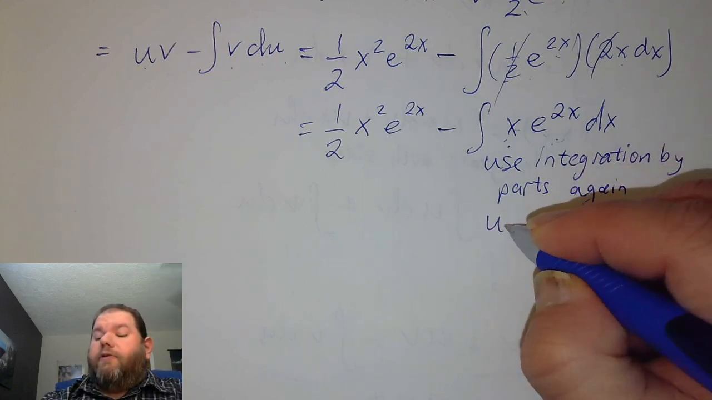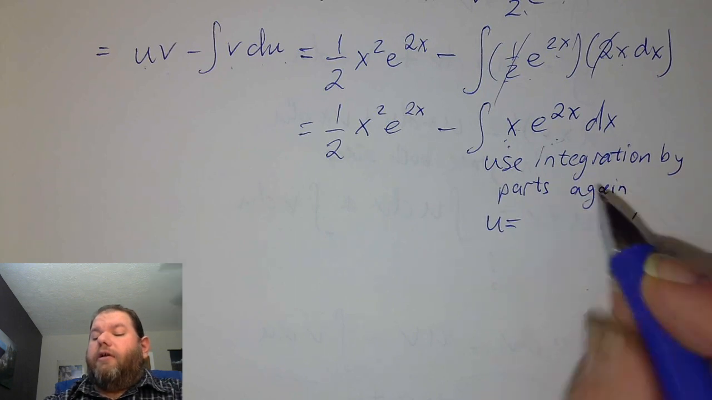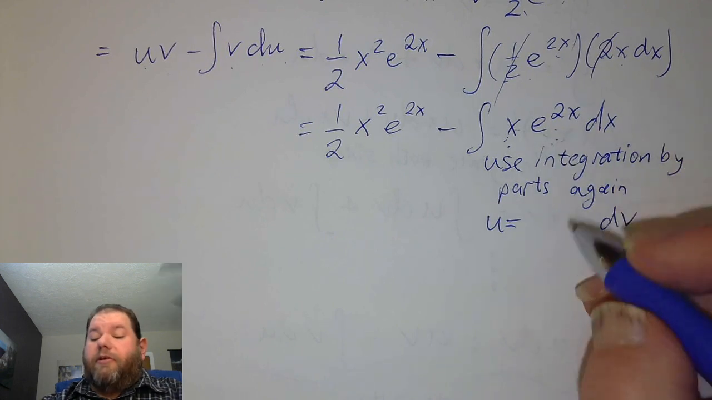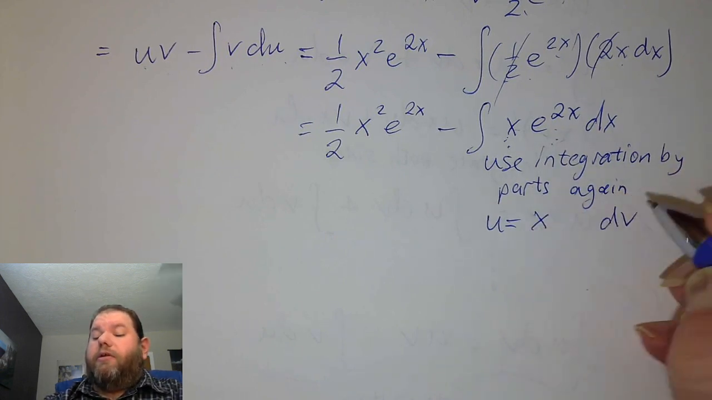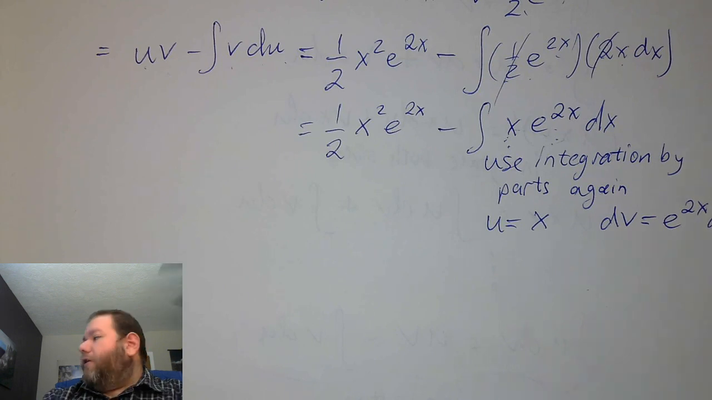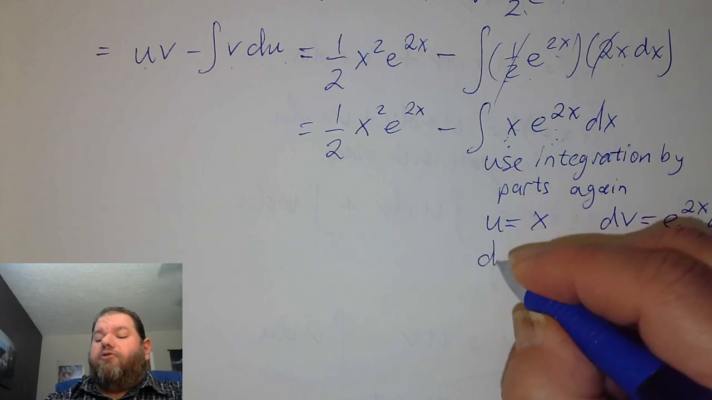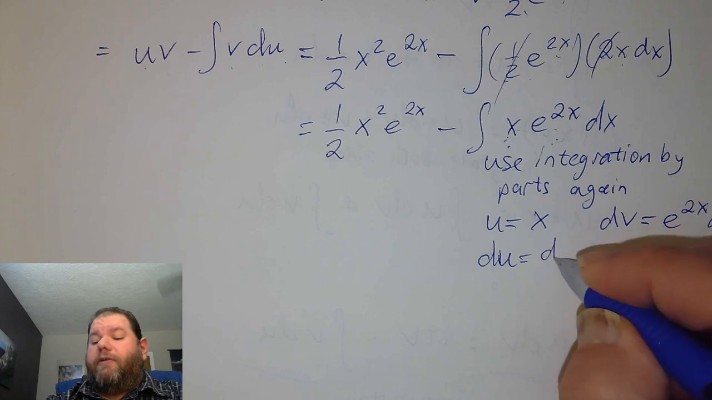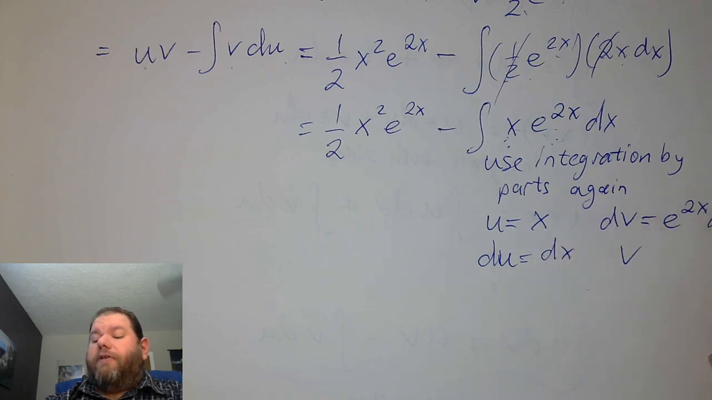In this case, we'll use u and dv. Now we still have a polynomial and an exponential, so with those two, polynomial is always going to be u, and then the exponential will be dv. That's a dx, sorry. We still have to find the derivative of u, which the derivative of x is just 1 times dx. And the integral of e to the 2x, once again, is 1/2 e to the 2x.